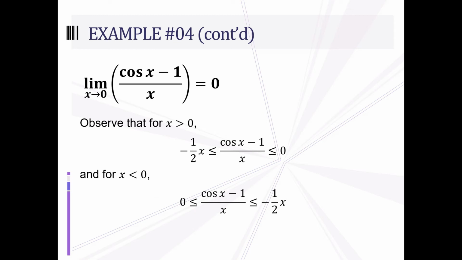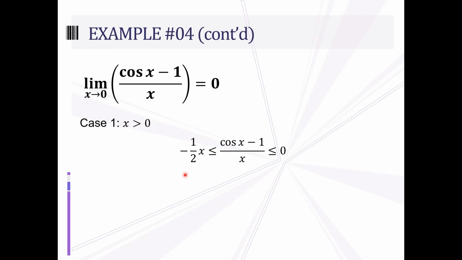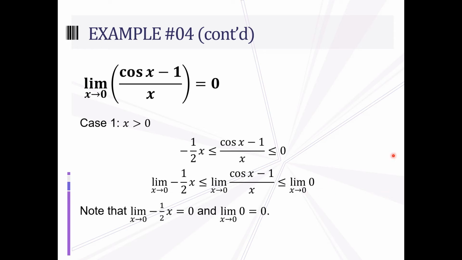Now, tignan natin yung dalawang cases na yon. Ano ba ang mangyayari? Ano ba yung limit ng cos x minus 1 over x? So in case 1, where x is greater than 0, we have this inequality. By taking the limit of the inequality, we have the limit of cosine x minus 1 all over x as x approaches 0 is greater than or equal to the limit of negative 1 half x as x approaches 0 but less than or equal to the limit of 0 as x approaches 0. Note that yung limit na ito is just equal to 0. Okay? At yung limit na ito is also equal to 0.